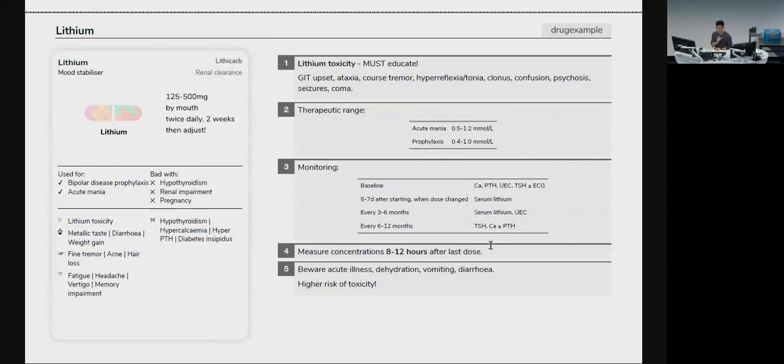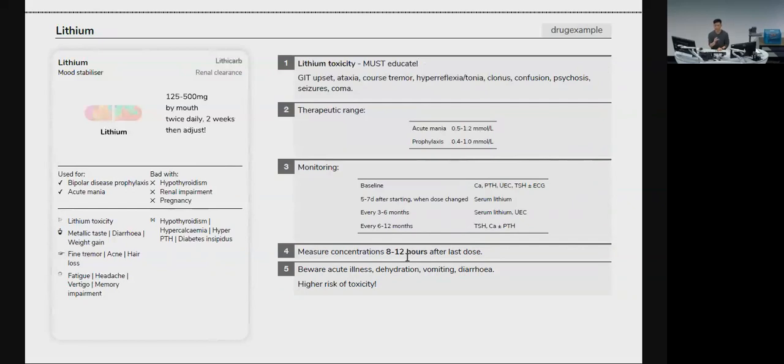Some important things to note about lithium: if you're going to measure the concentrations, which you're going to do if you're titrating up the dose, you should measure that concentration 8 to 12 hours after the last dose. That's important in real life, because clearly you don't want to make the wrong measurement at the wrong time, when lithium hasn't been absorbed. Then you make the wrong assumptions about the therapeutic range, and suddenly you'll give someone lithium when they don't need it, or you'll misinterpret the range, and something catastrophic could happen.